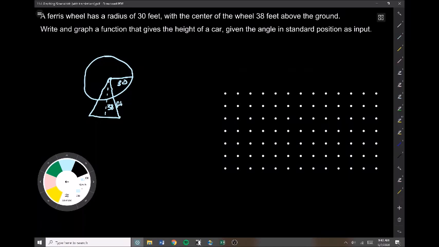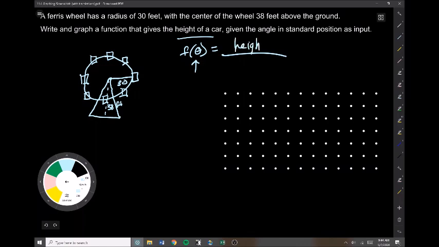Write and graph a function that gives the height of a car, like, something on the Ferris wheel. There's probably a few of these cars on the Ferris wheel. The height of a car given the angle in standard position as input. So that might be tough to understand at just reading it, but we're going to make a function that is f of theta equals something, where we plug in an angle and we get out a height. But to get the height, we're going to have to do a calculation of some sort, and odds are pretty good that calculation will involve sine or cosine.